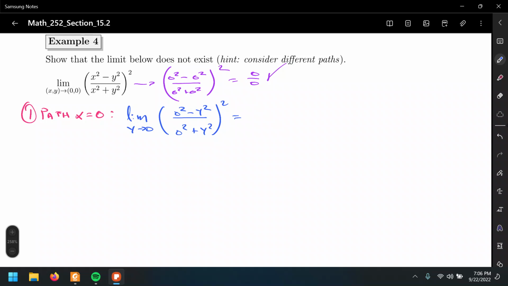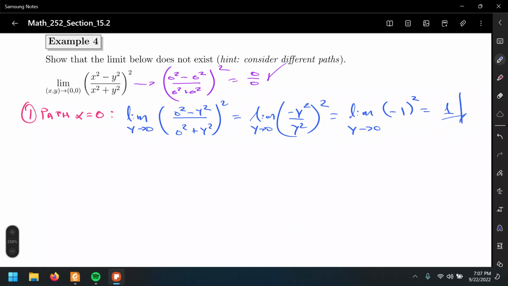All right, so this will be the following. Limit of negative y squared over y squared, all squared, as y approaches 0. But what's negative y squared over y squared? Isn't it negative 1? And as y approaches 0, negative 1 squared, that's 1. So that's the limit if we set x equals 0.